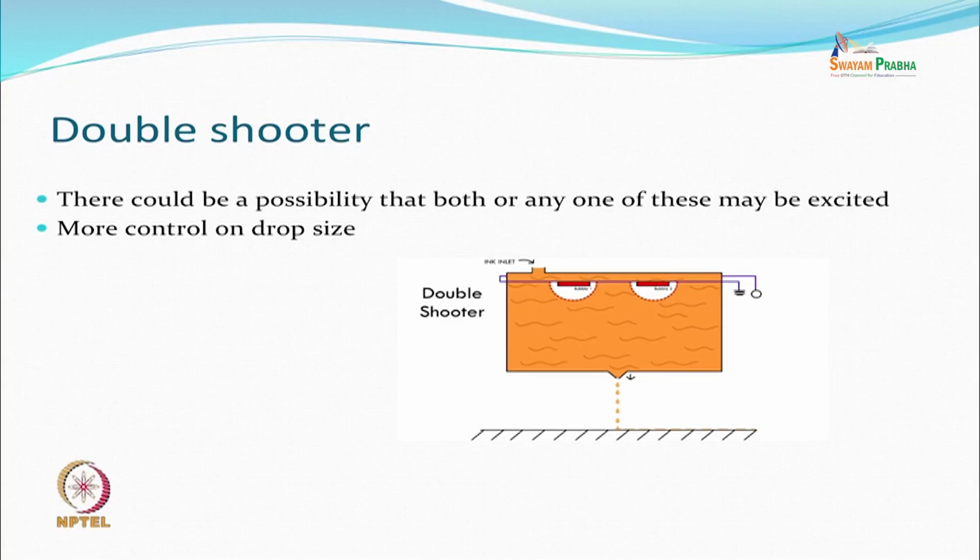One can have double shooters also, either at the top or at the bottom. So the bubble size can be controlled, because the area of the heating element may be different. If you need more volume, both of them may operate. If you need less volume, only one of them may operate. So you have another control, which can control the size of the droplet.